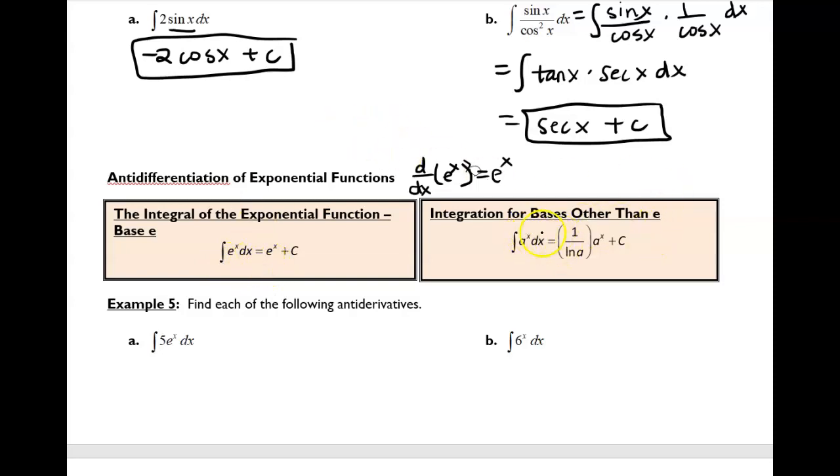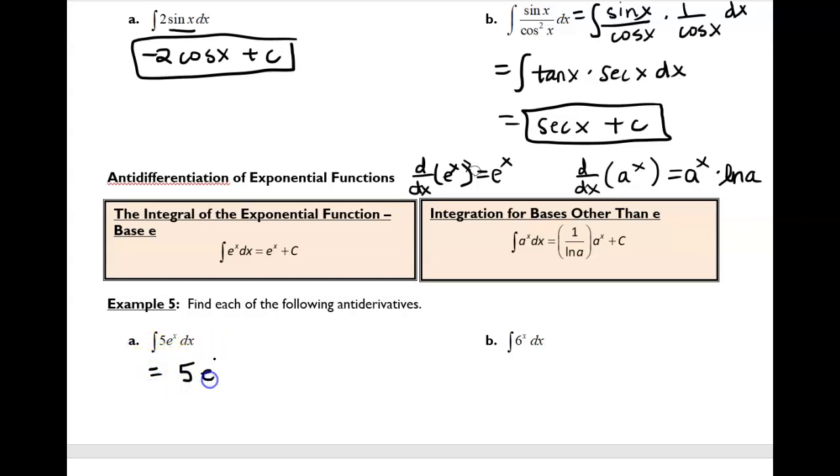We also have rules for bases other than e. Remember that if we took the derivative of a to the x, that derivative was a to the x, and we would multiply by natural log of a. So it's similar here, we're just going to divide by natural log of a instead. Remember, we're going the opposite direction. So with derivatives, we multiplied by natural log of the base. Here we divide. So in number 5, I'm integrating 5e to the x dx.